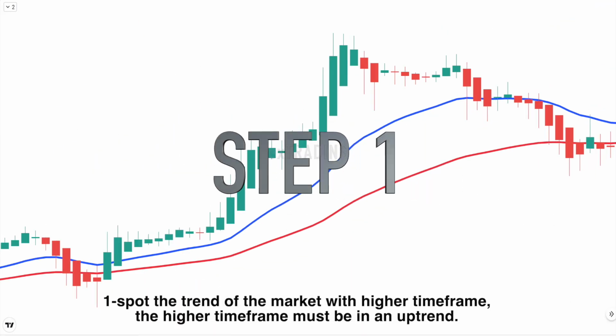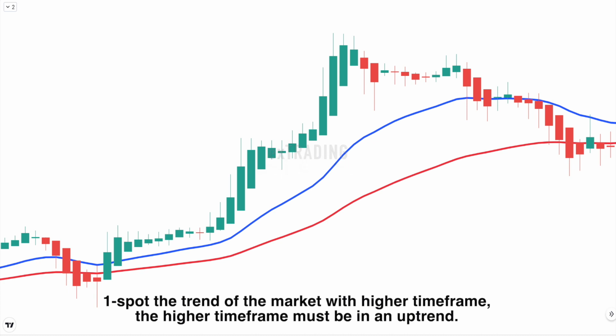Step number 1. Spot the trend of the market with a higher time frame. The higher time frame must be in an uptrend. What this means is that the higher time frame has to be making higher highs and higher lows.